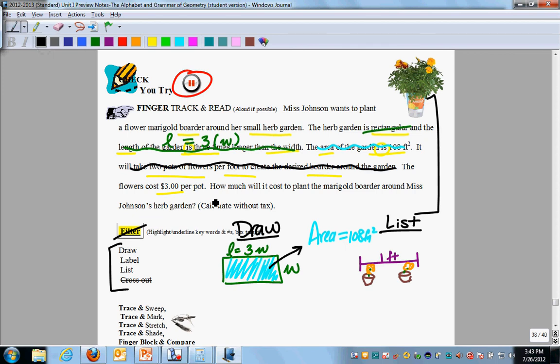The flowers cost $3 per pot. Again, that's not on the diagram, it's on our list. I'm going to make a little arrow here. $3 for a single pot of flowers. How much will it cost? I'm going to box that and put a giant question mark. That tells me that's my target. It ultimately is cost, not thinking about tax.